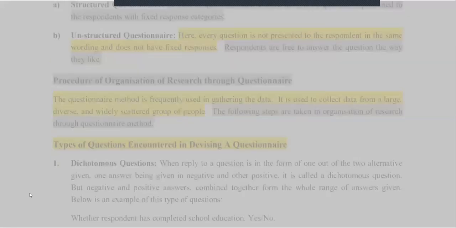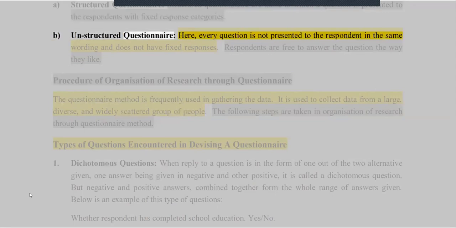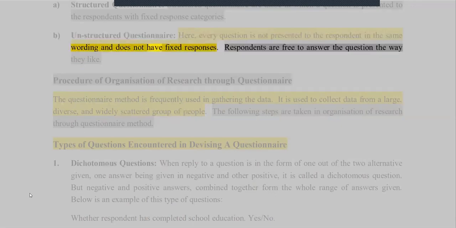A. Structured questionnaire. Structured questionnaires are those in which a question is presented to the respondents with fixed response categories. B. Unstructured questionnaire. Here, every question is not presented to the respondent in the same wording and does not have fixed responses. Respondents are free to answer the question the way they like.